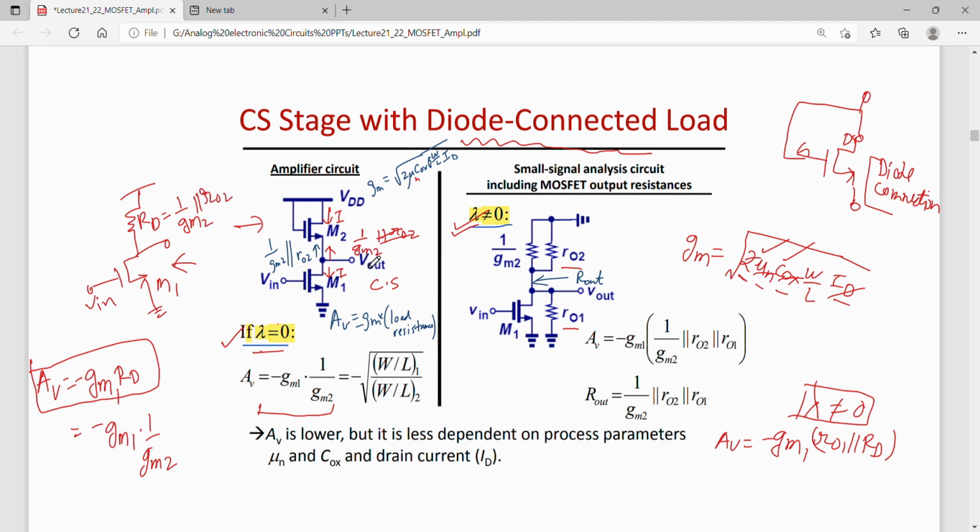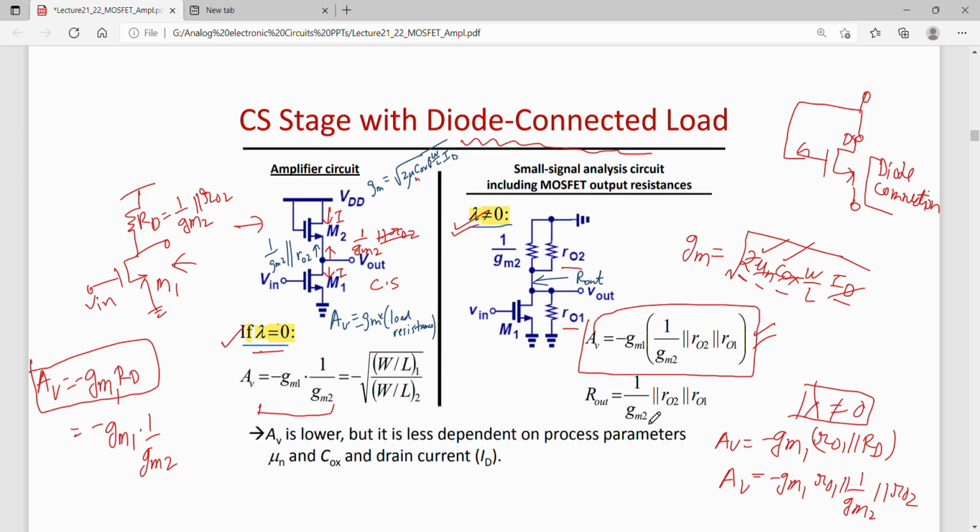So earlier we had assumed 1 by GM2 because no channel length modulation was considered, but while considering the channel length modulation, RO2 also has to be considered. So RD will be equal to 1 by GM2 parallel to RO2. Okay. So instead of this RD, we'll write the total: RO1 parallel to 1 by GM2 parallel to RO2. Okay. So this is my total gain now when lambda is not 0.